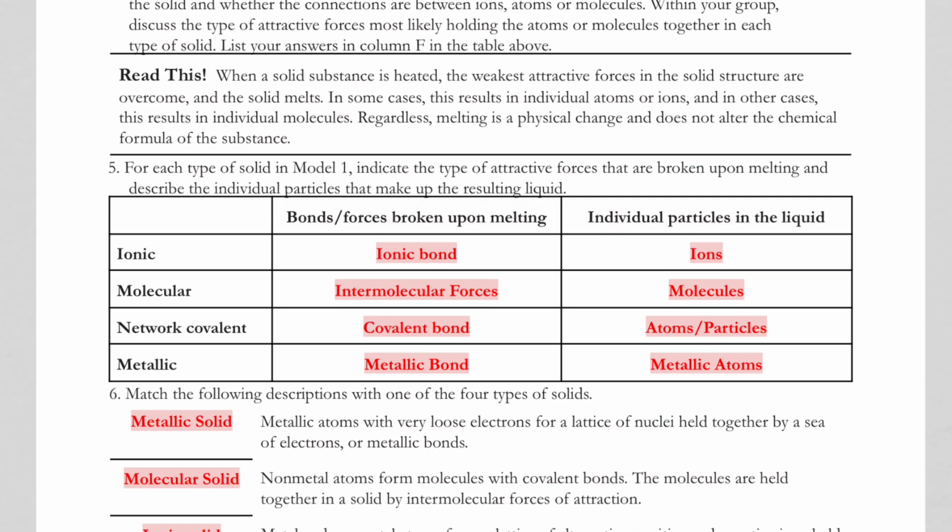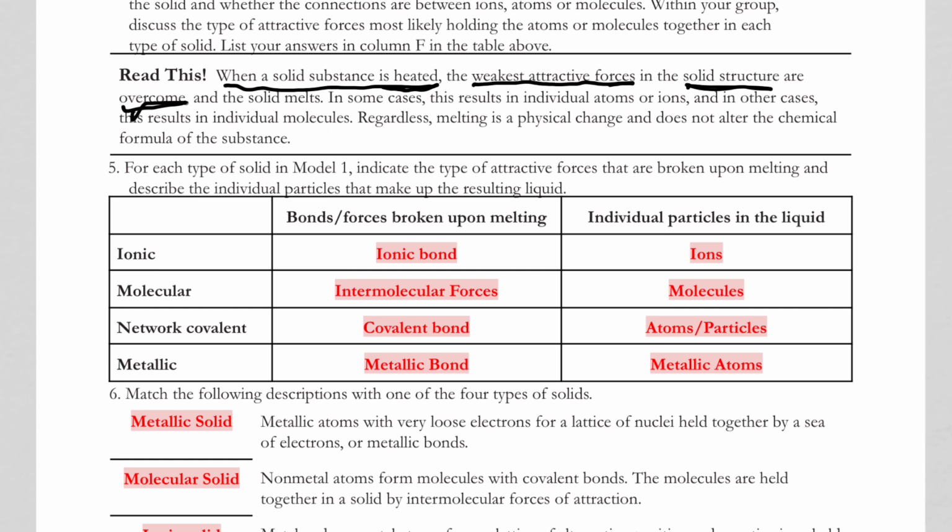So how we actually determine what type of attractive forces are between the various solids is based on what happens when those solid substances are heated. When we heat something, we're adding a lot of energy to it. And what happens after you add the energy to a certain substance is that the weakest attractive force in the solid will be broken and overcome.